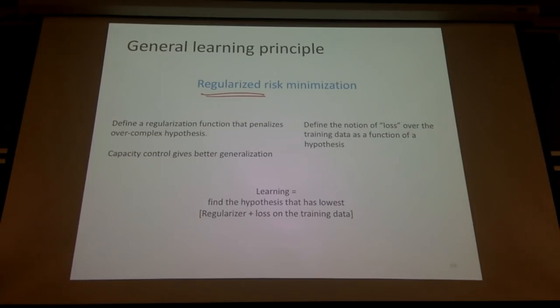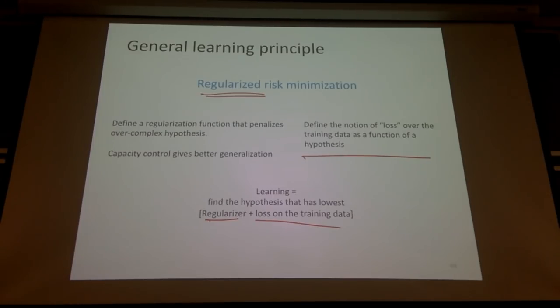Right? So we have a regularizer, and we have another term, which is the loss that we had before. And now the principle of regularized risk minimization says the goal of learning is to find a hypothesis that minimizes the sum of the regularizer and the loss. The regularizer is a term that pushes for generalization. The second term, the empirical loss, pushes for fitting the training set, and we need to find a classifier that balances these two things.